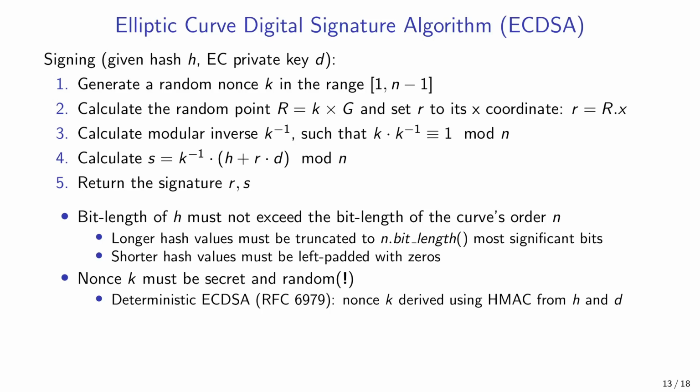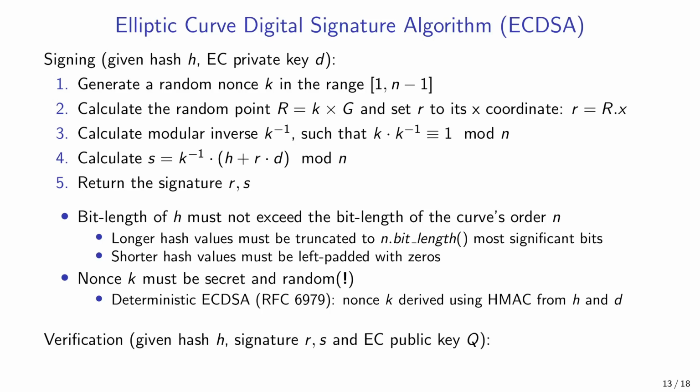Alright, but let's take a look at how to verify this signature. For verification, we need the hash of the data, signature values R and S, and the elliptic-curve public key point Q.